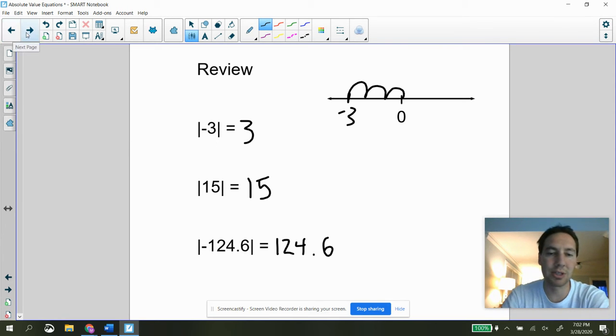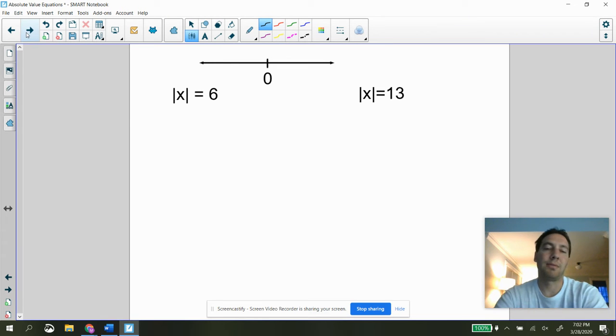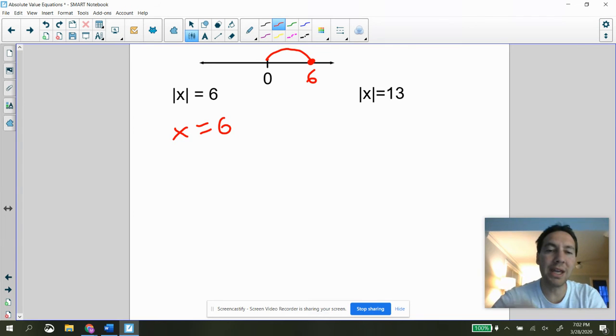Let's solve some equations. All right, let's look at this first one. Absolute value of x equals 6. So you're thinking on your number line, and you are thinking to yourself, I need some number that is going to be 6 away from 0. And you know what works? 6 works. But wait a second.